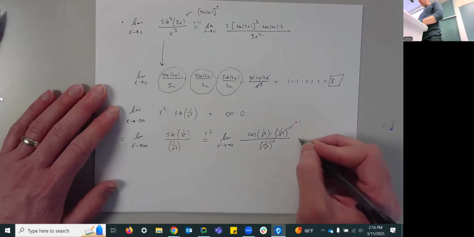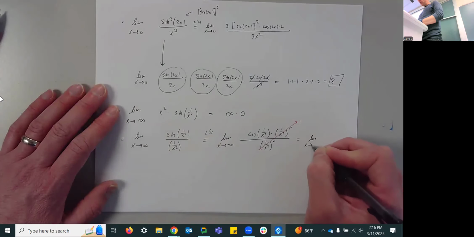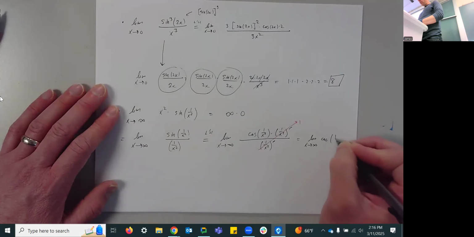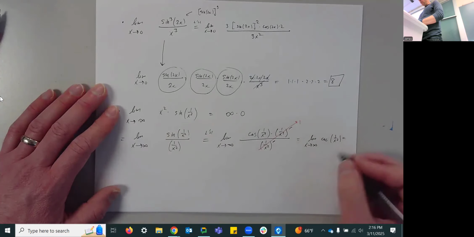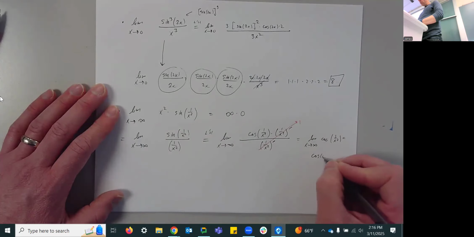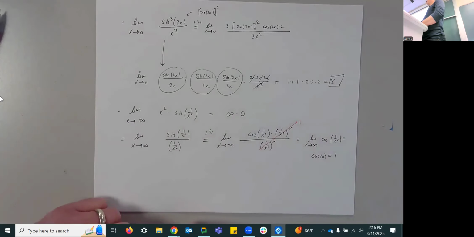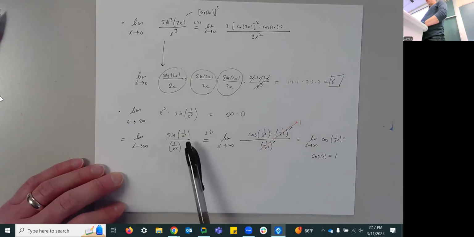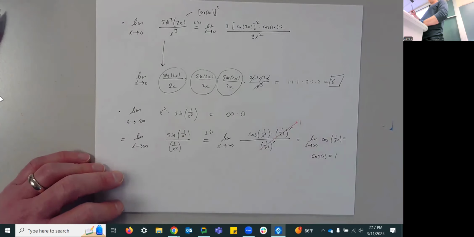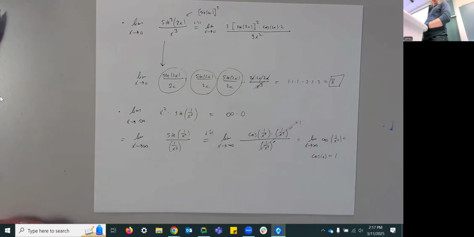And then I'm just taking the limit as x goes to infinity of cosine of 1 over x squared, which is cosine of 0, which is 1. A lot of times this happens where the top and bottom have the same derivative multiplying and they cancel out, which is kind of nice.